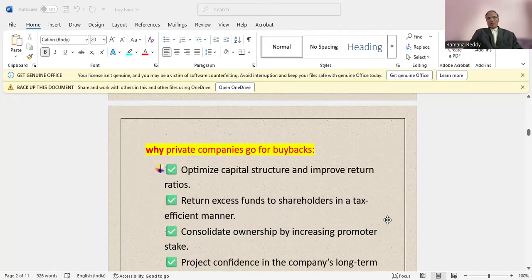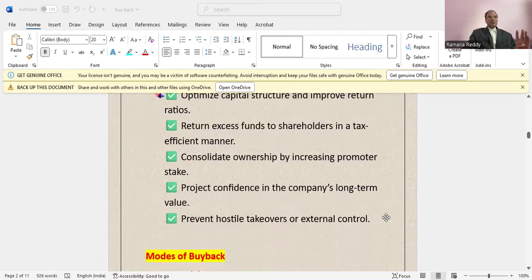So now, why do private companies go for buyback? Number one, optimize capital structure and improve return ratios. We just discussed, return ratios will improve. Then return excess funds to shareholders in a tax efficient manner. Another advantage, consolidate ownership by increasing promoter stake. Another advantage, project confidence in the company's long-term value. Then prevent hostile takeover or external control. It is another tool to prevent hostile takeover because the company is only taking over.